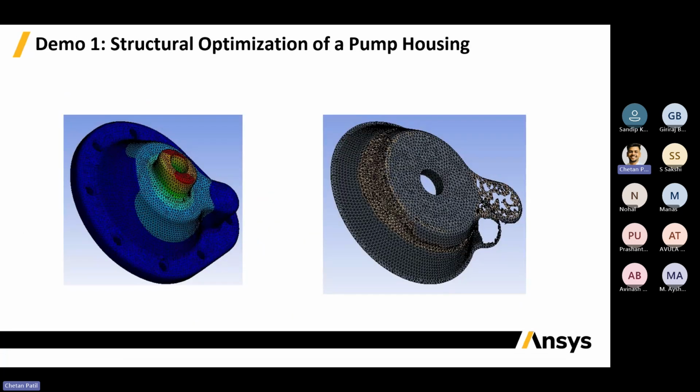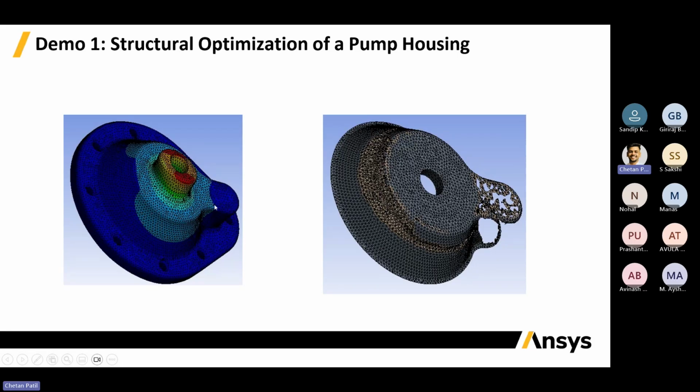The first demonstration that we are going to have is on the pump housing. This is the model that we have. It is a single geometry, from which we are only focusing on this inner region. As you can see, this highlighted region is the only region on which we are focusing to generate the optimization, based on the structural conditions we apply.